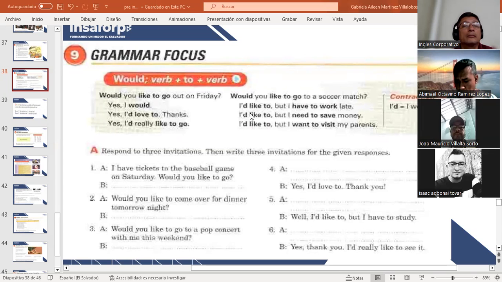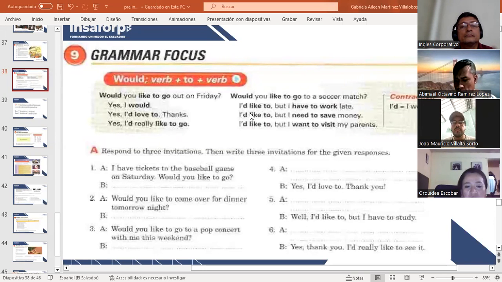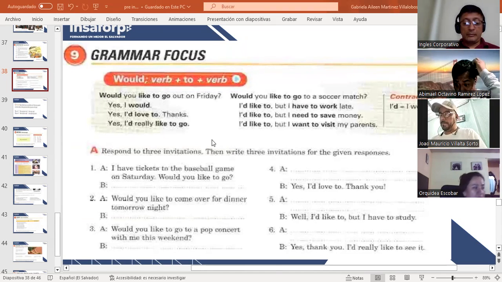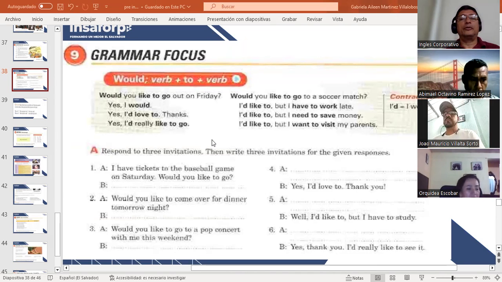Number three. Would you like to go to the pop concert with me this weekend? I would like to, but I have to study for my English class. Oh, perfect. Very good. Thank you. Okay. Group number four. No, let me see. Number three. Okay, number three. Cynthia Paola, Linda Hazel, and William Fuentes.